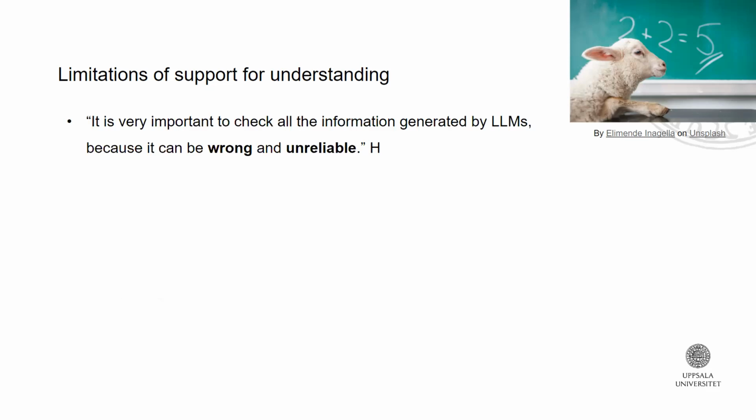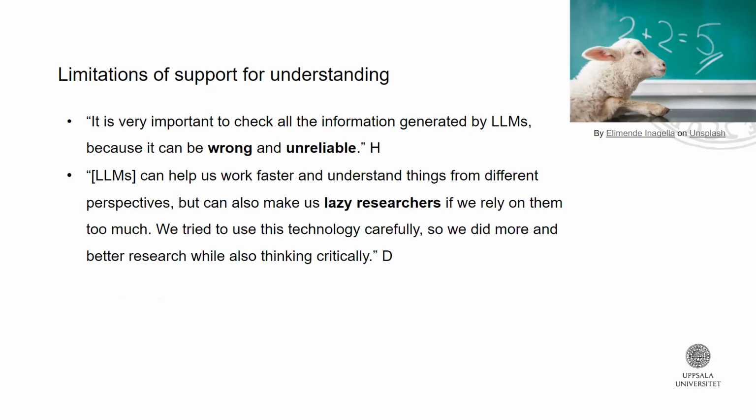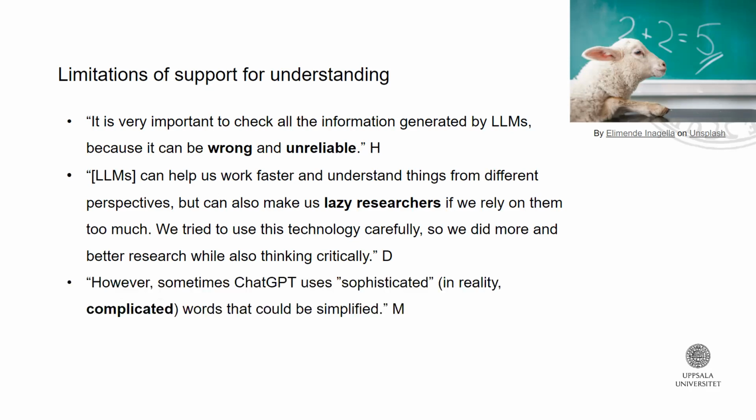So, limitations of support for understanding. Some of them realized that the information is sometimes wrong and can be unreliable. Again, not all of them. And then they talk about becoming lazy researchers, because yes, it does help. It helps us work faster and understand things from different perspectives, but we can't rely on it too much. So they try to use it carefully and think critically. They realize there are problems and they need to question the output they get.